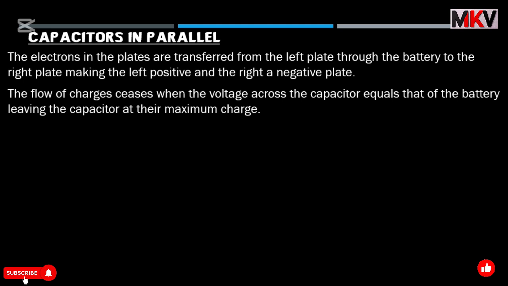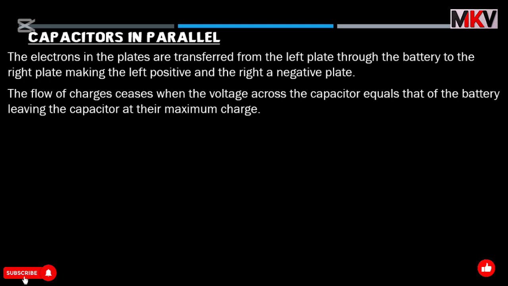So when you connect two capacitors in parallel, the electrons from the left plate are moved to the battery, then they come into the right plate. They move from the left through the battery, then into the right plate. That's the flow of electrons when the capacitors are connected in parallel.